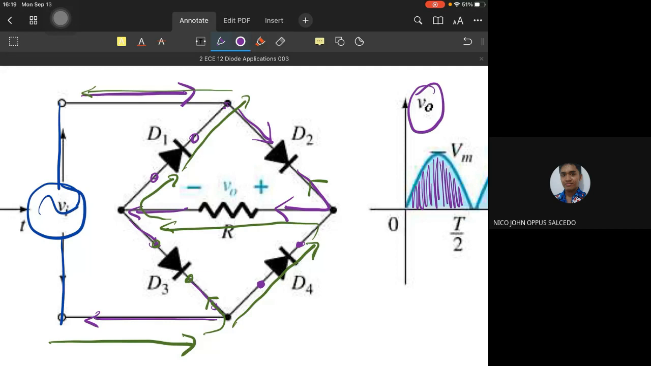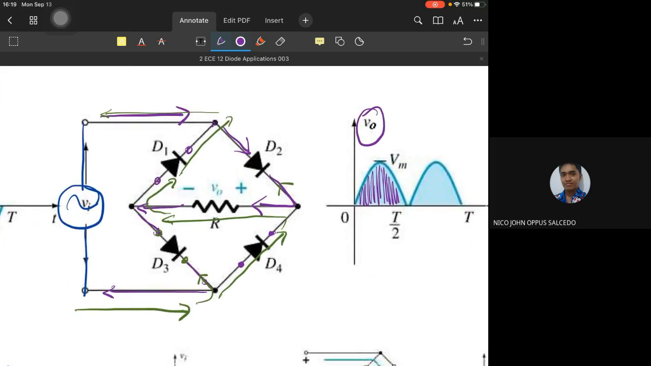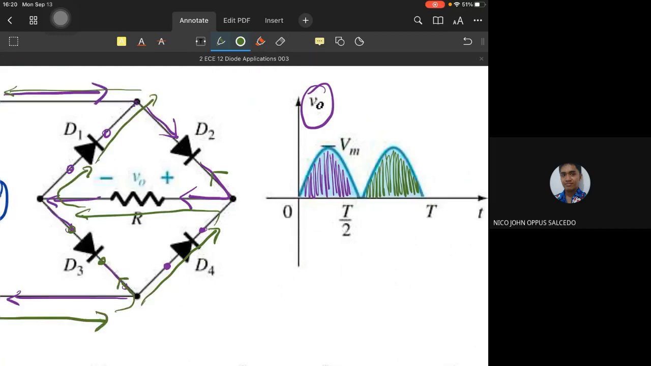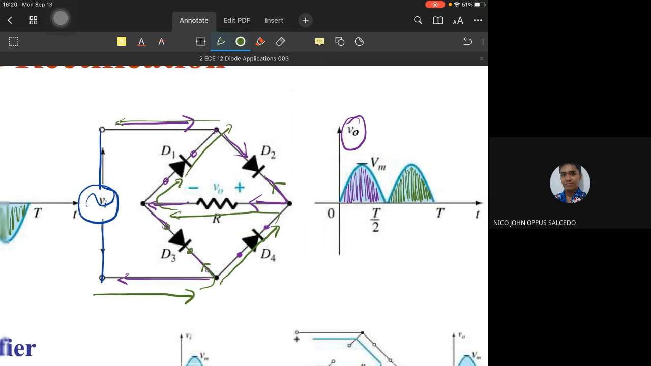Even though it's clear in the positive half cycle, what is a bit confusing initially is why, in the negative half cycle, the output is positive. Or in simpler terms, why did the output flip?